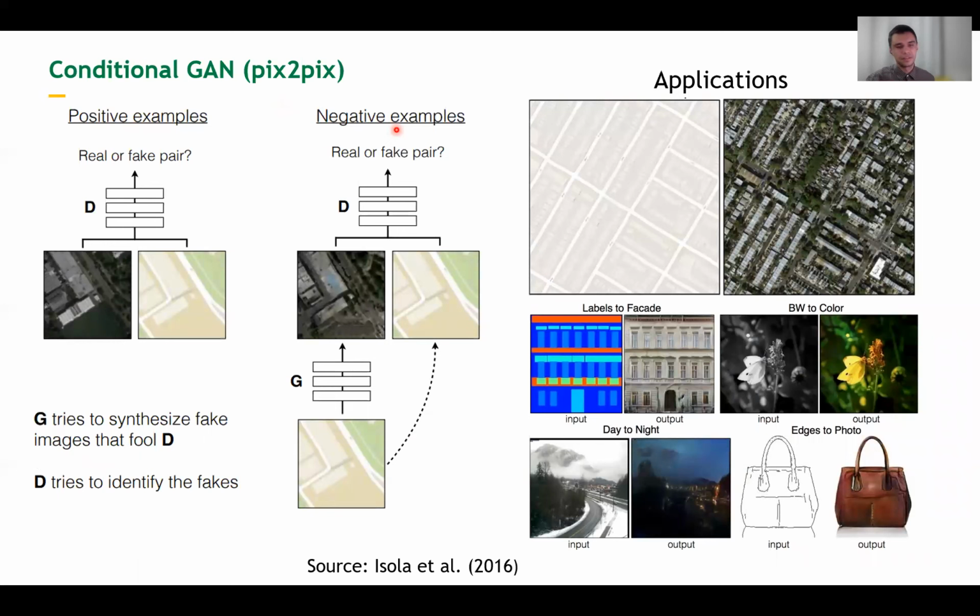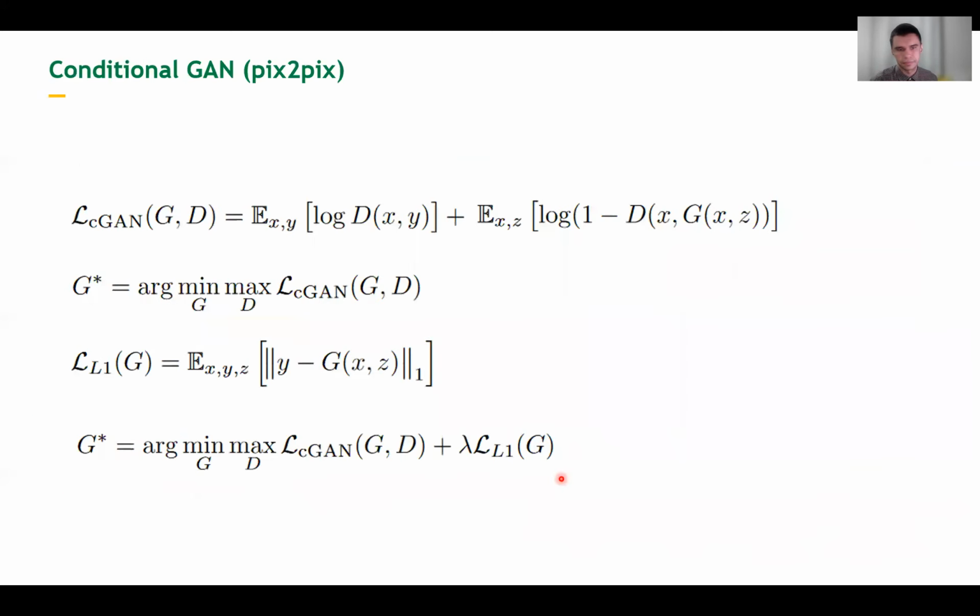We use in this work a conditional GAN, pix2pix. The idea is the same, but we have a condition. An image is used as the condition. In this example, we're trying to transform maps into satellite images. G tries to synthesize a fake image that fools D, and D tries to identify the fake image. Here we have some applications.